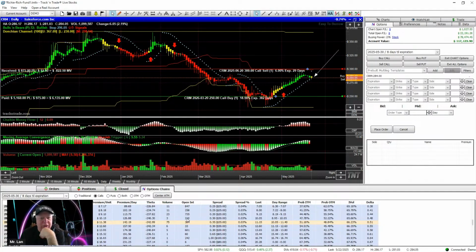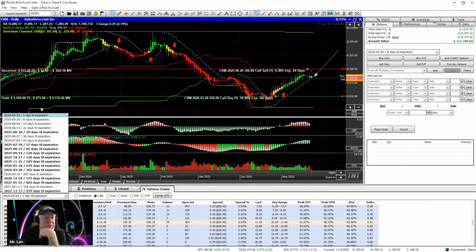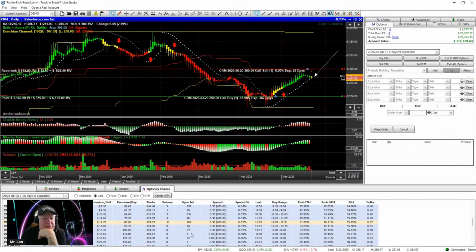See, open interest was not above 1,000. Volume was not above 100. There's just nothing there for us. 15 days, we looked at that one. There's nothing there for us. 22 days, and nothing there for us.